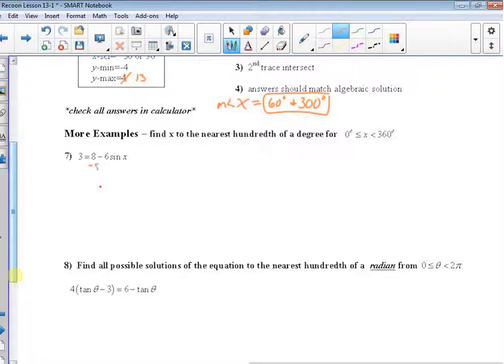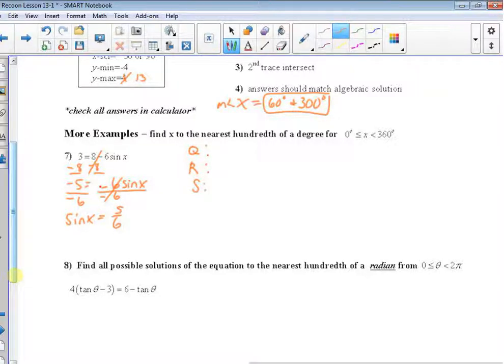I'm going to subtract 8 from both sides, and I get negative 5 equals negative 6 sine x, and then I'm going to divide both sides by negative 6. So I really get sine x equals positive 5 over 6. Now this one I don't have like 30 or 45 or 60, so I'm going to have to use my calculator. But first I'm going to set up QRS.